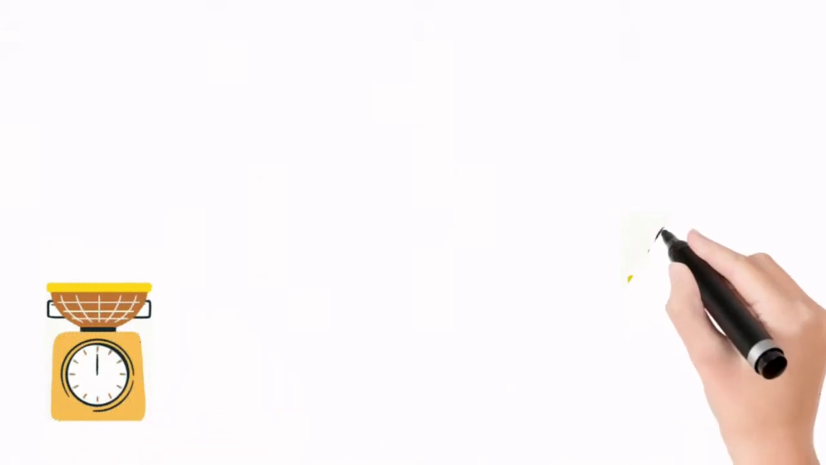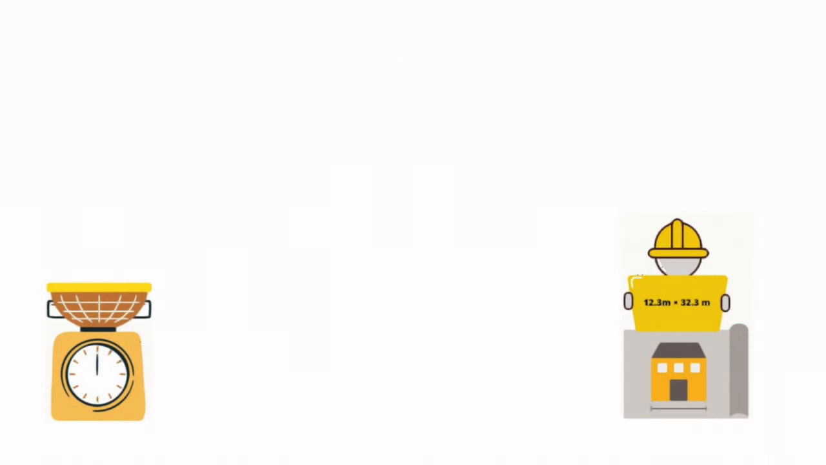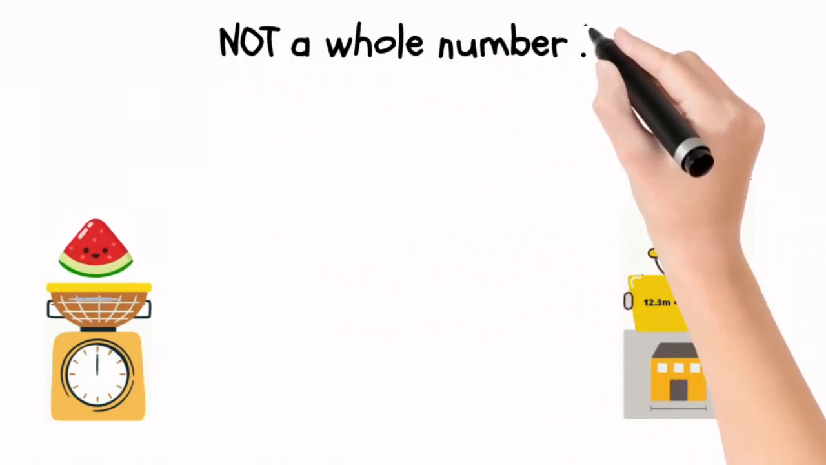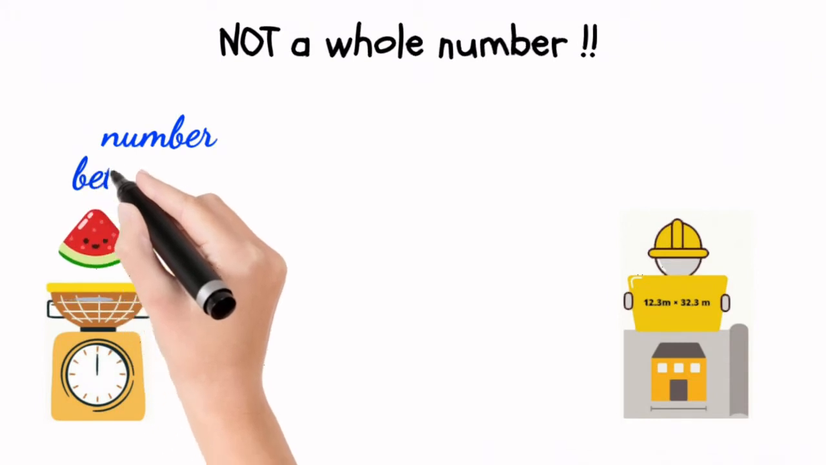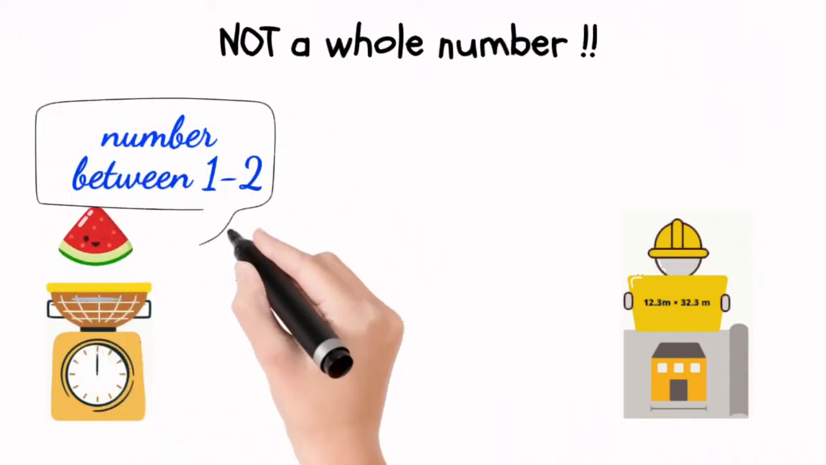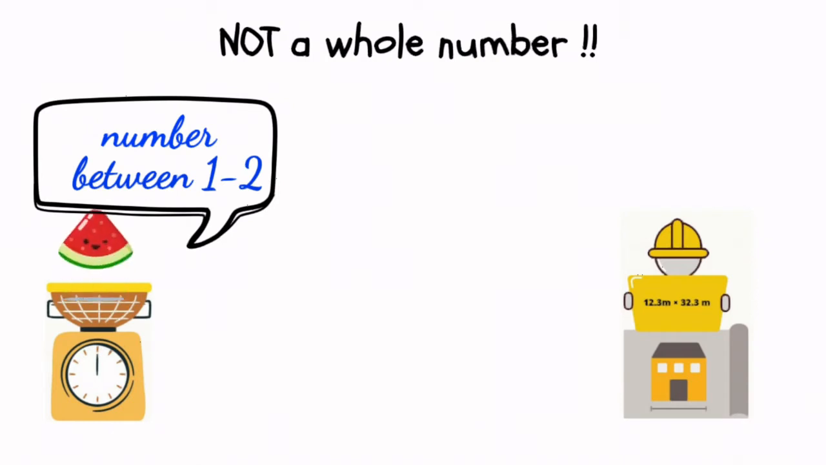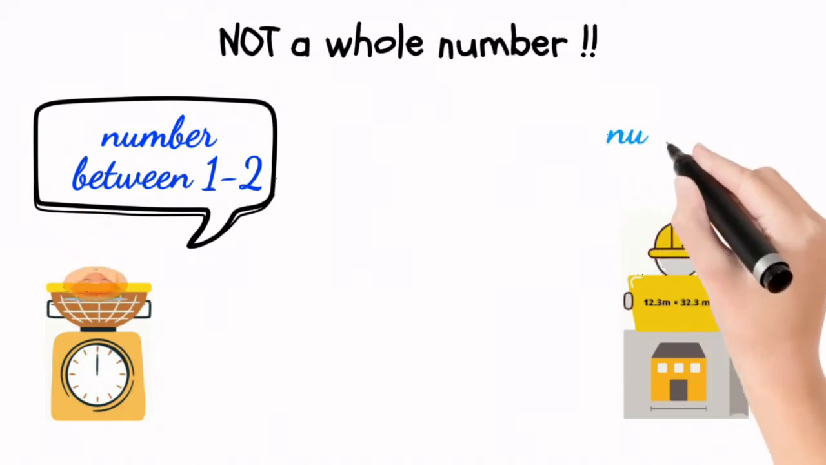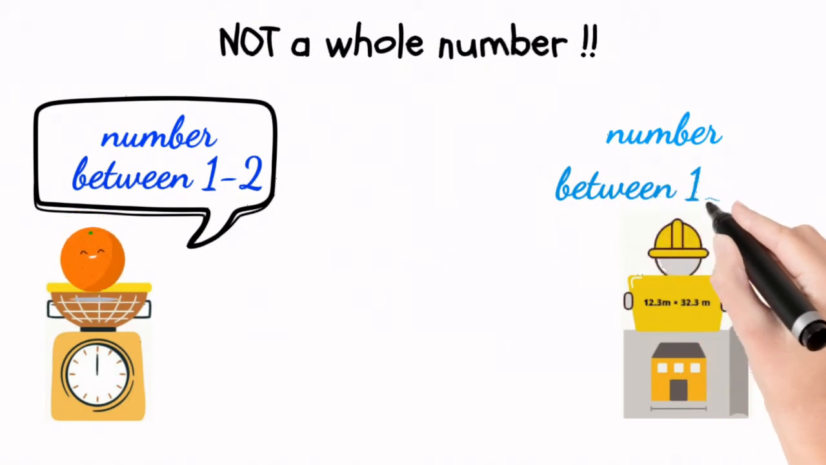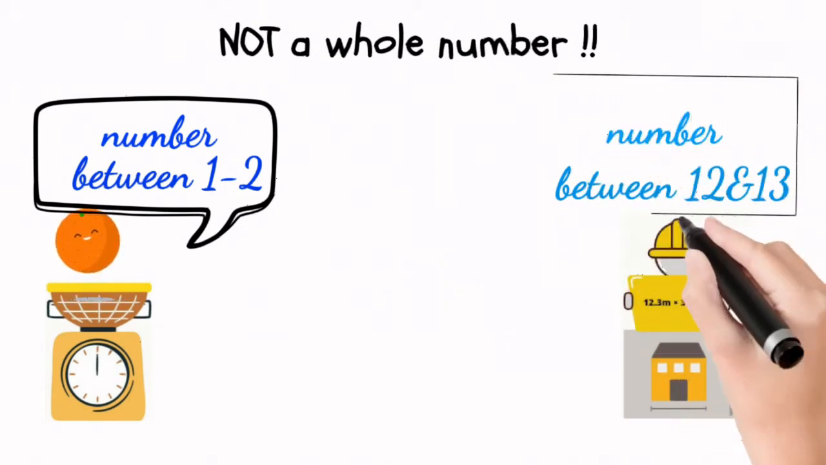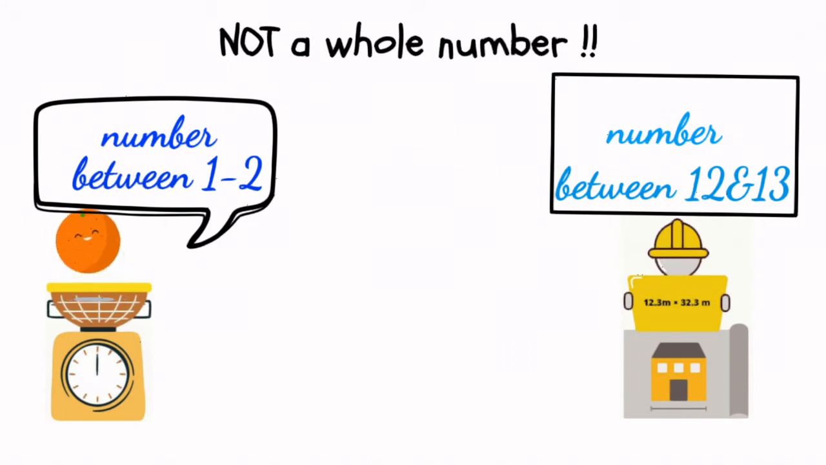See, I have a fruit basket to measure the weight of, and I want to construct a house, so I want to measure the length and width of the land I have. The problem I face is that when I measure the weight of this fruit basket, it is not a whole number like 1 kilogram, 2 kilogram. It lies in between 1 and 2, and this length also lies in between 12 meters and 13 meters. It is not an exact number like 12 or 13.